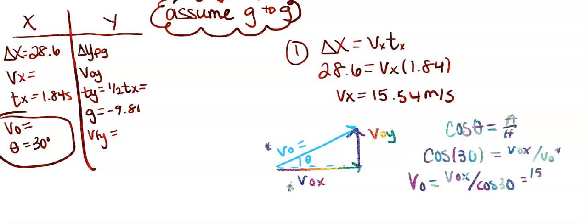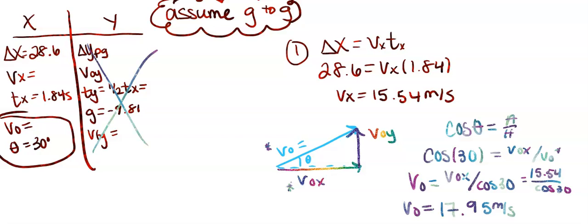So that's going to end up giving us our value 15.54 divided by the cosine of 30 to get our overall v initial, which is going to end up being a value of 17.95 meters per second. So overall, in order to find the initial, we didn't have to do anything on the y side. We can just stop right there and be done overall with the problem.